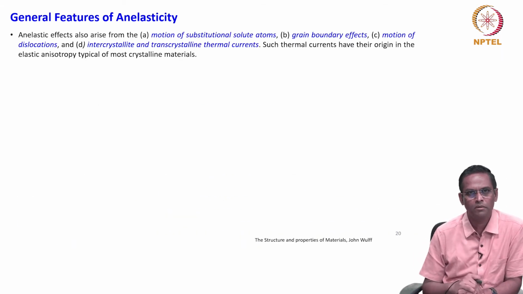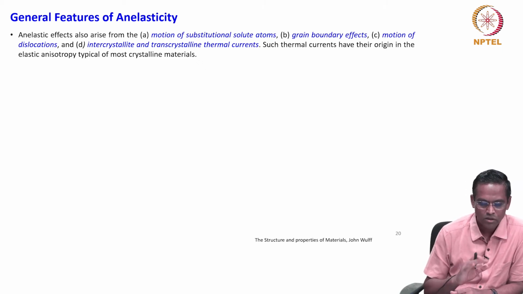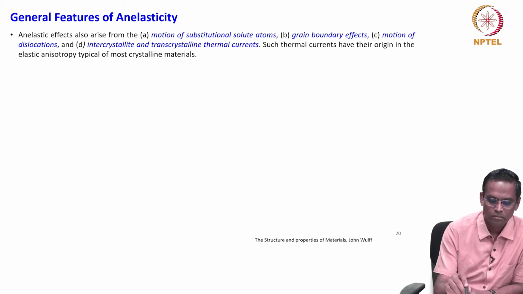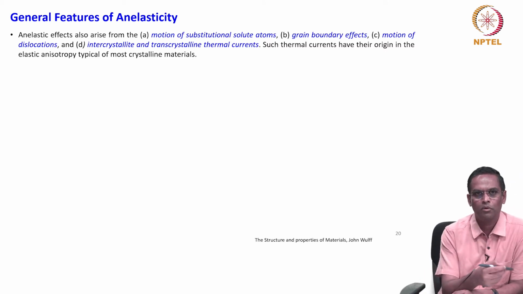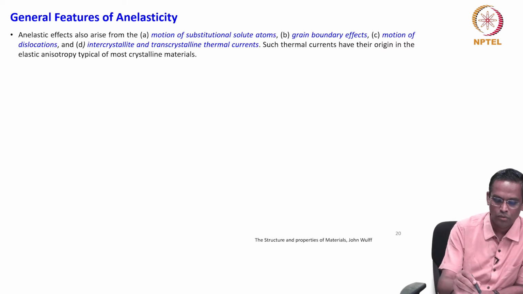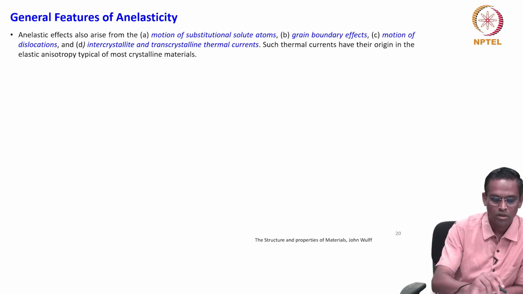It is more descriptive, but very important. So that's why I am trying to stop and then repeat certain statements again and again. Anelastic effects also arise from motion of substitutional solute atoms. We have just discussed interstitial atoms, that is carbon in iron lattice. It can also arise from motion of substitutional solute atoms, grain boundary effects, motion of dislocations, intercrystallite and transcrystalline thermal currents.